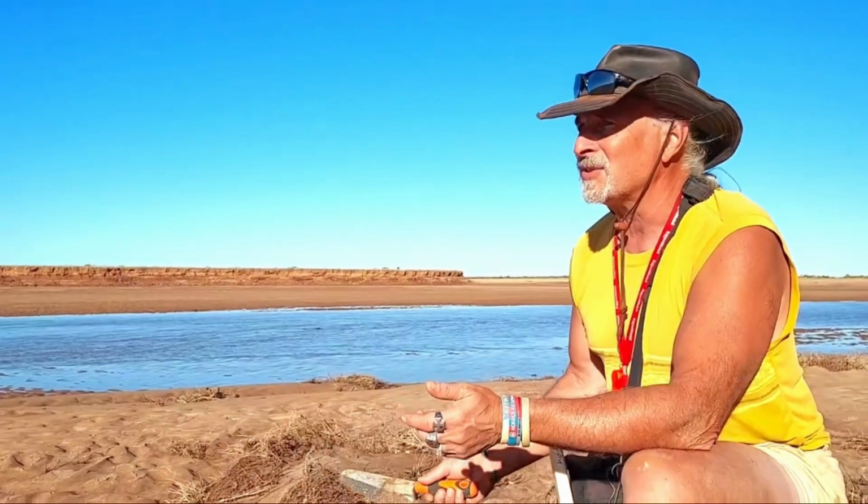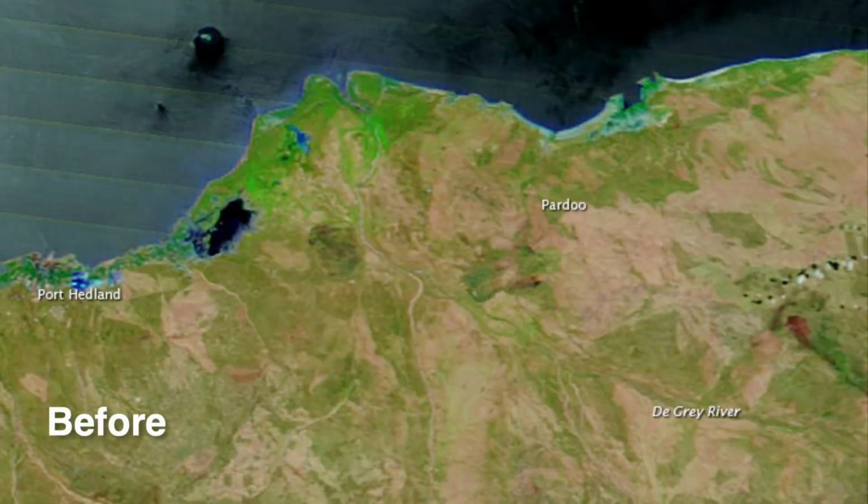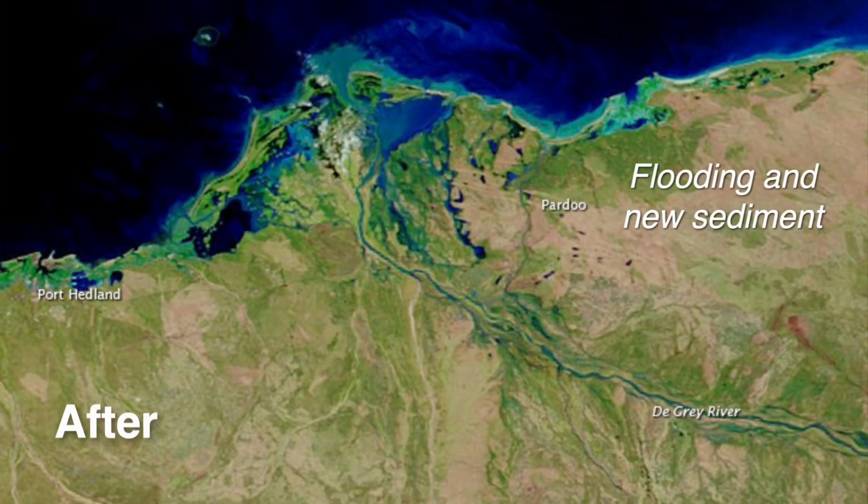And in this case, we've been working the De Grey River for the last 4 years. And this opportunity with Hurricane Zelia shows us that one-time major events can produce major changes in the landscape that you would normally think had taken hundreds of thousands of years to take place.